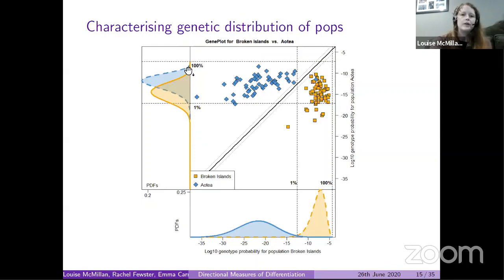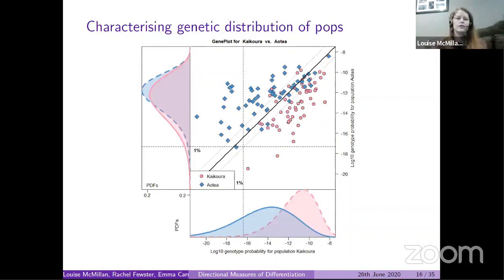If we look at the left-hand plot, this blue curve is the fit of all possible Aotea rats into Aotea. And then the yellow curve is the fit of all possible Broken Islands rats into Aotea. Now we have a lot more overlap on this side because actually quite a lot of the Broken Islands rats would fit well into Aotea. So you can think of these auxiliary plots like cross sections through the central gene plot, parallel to the X and Y axes. But you can see clearly from these side plots that we have this distinct asymmetry between the populations.